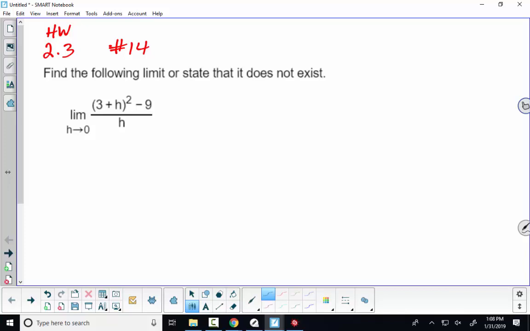We could do that, right? There's nothing wrong with multiplying through by this quantity squared plus 9. But remember, when we have something times its conjugate, it always turns into the difference of squares. So then we would have 3 plus h squared squared minus 81.